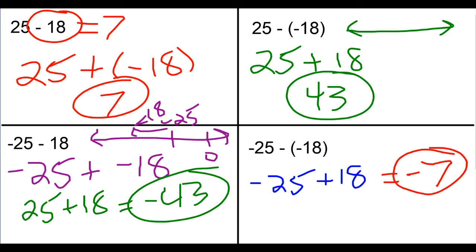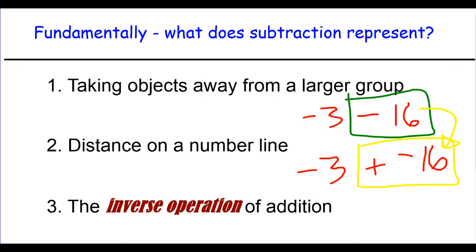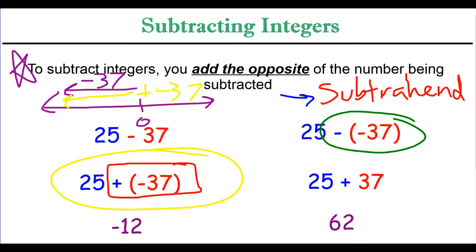So just like when we add negative integers, when in doubt, we're going to draw it out and put it on a number line to see what is actually going on. But the process that we use for our subtraction is basically to make it into an addition, because as they are inverse operations, we can identify subtraction as just adding the opposite of the subtrahend.